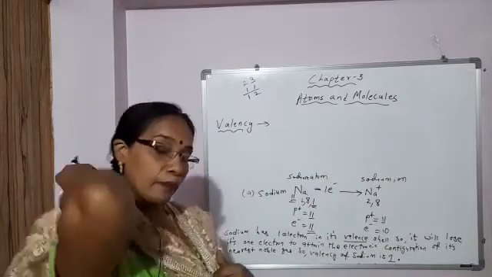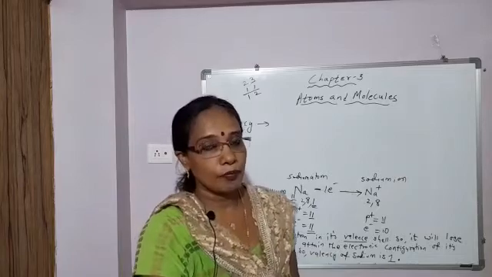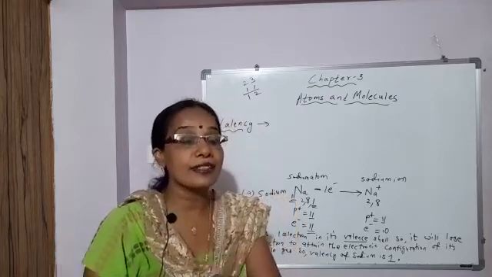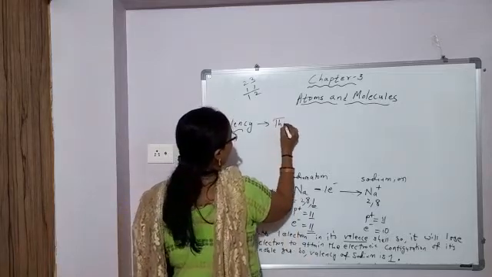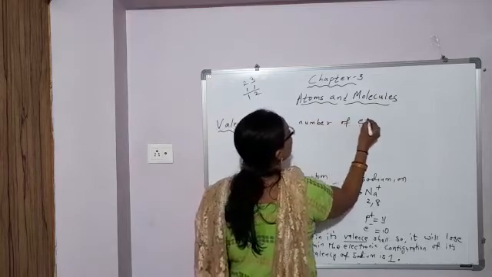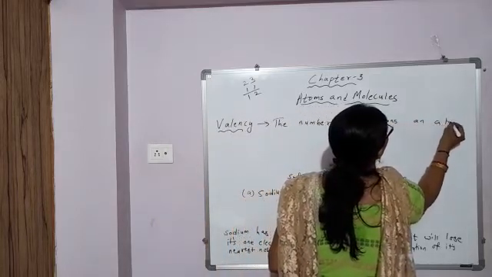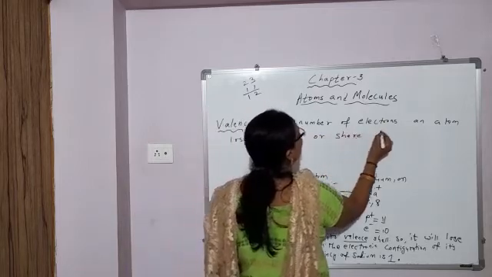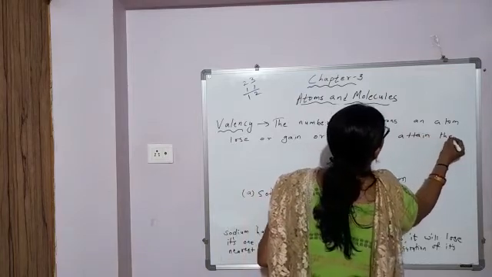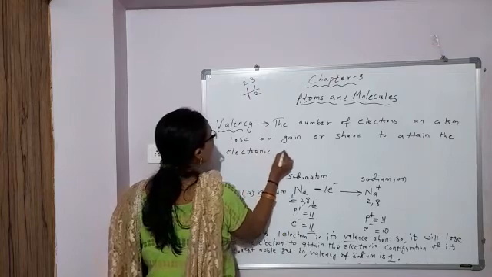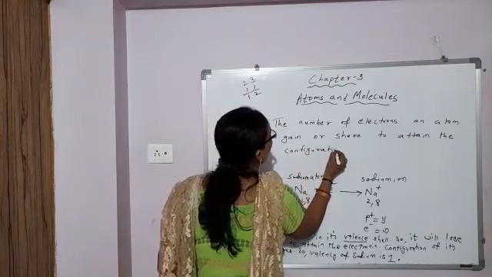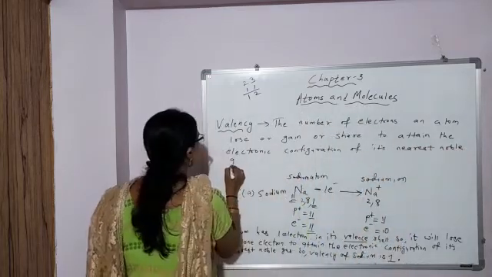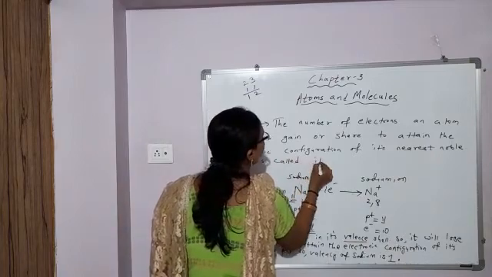Okay. So, what is valency? The number of electrons an atom loses or gains or shares to attain the electronic configuration of its nearest noble gas is called its valency.